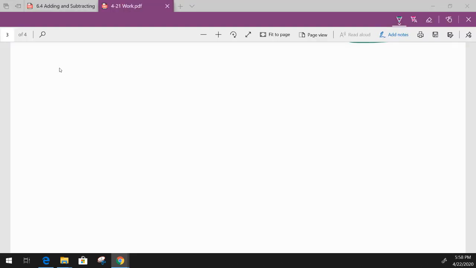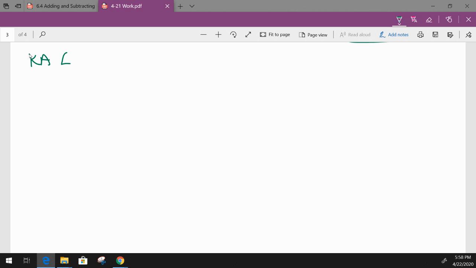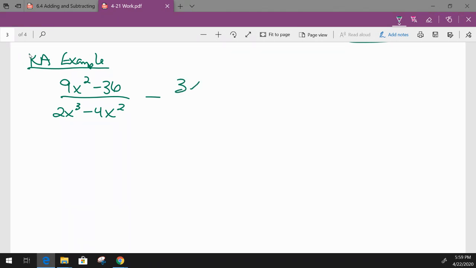From my mistake. All right, so here is a Khan Academy example. The original problem is 9x squared minus 36 over 2x to the third minus 4x squared. And then you're subtracting another rational expression, 3x to the third plus 5x squared over 10x squared.